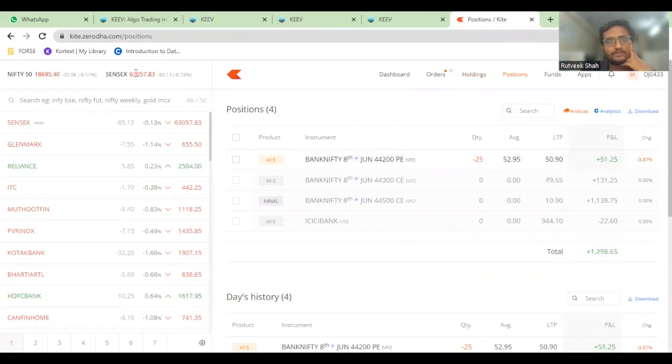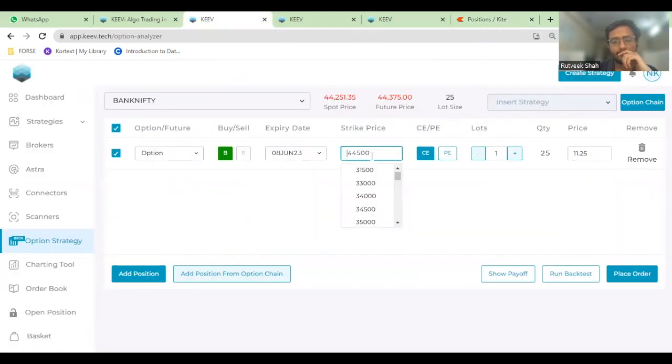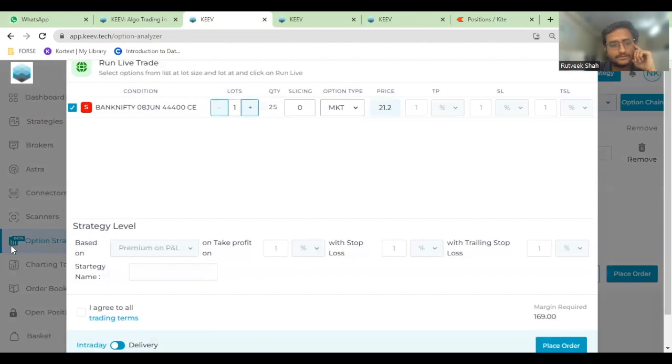We can see that our position is closed and we have booked a profit of around 1140 approx. Then we want to get a bit more aggressive. So we'll sell strike price of 44,400 call, 44,400 call, sell and place order. Now we'll take it for intraday and place order.